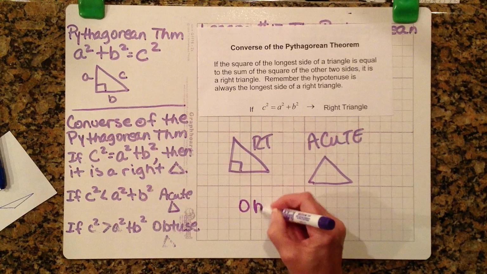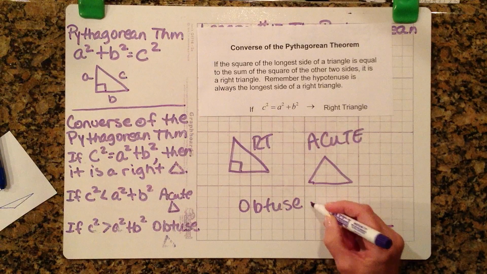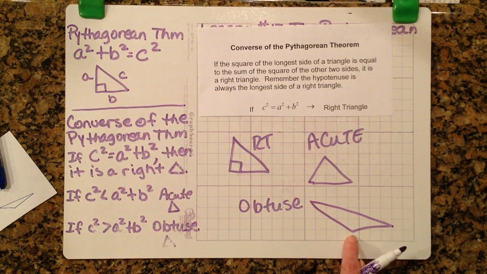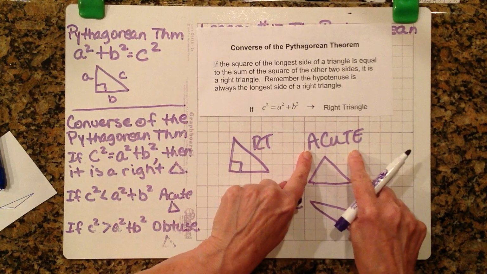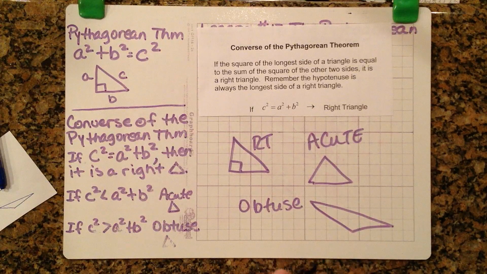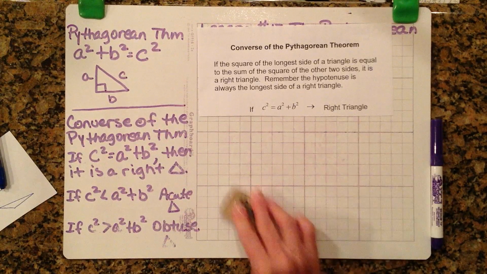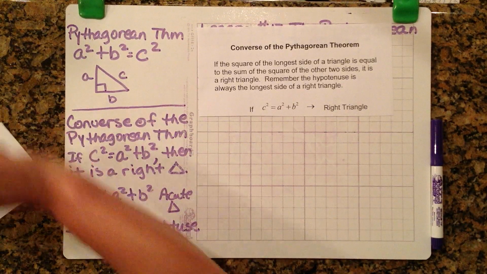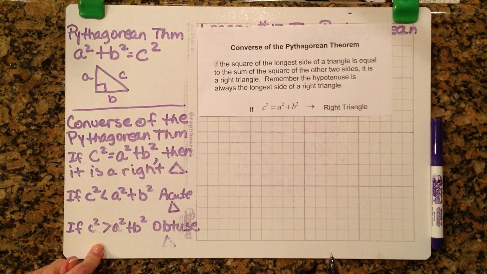And then we have obtuse triangles. And remember, an obtuse angle is between 90 and 180. So a right is equal to 90, an acute is less than 90, and an obtuse is between 90 and 180. So how do I know if I give you three sides, is it a right angle, an acute angle, or an obtuse angle?